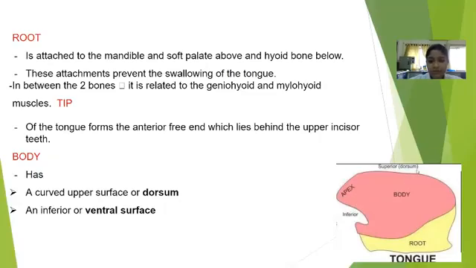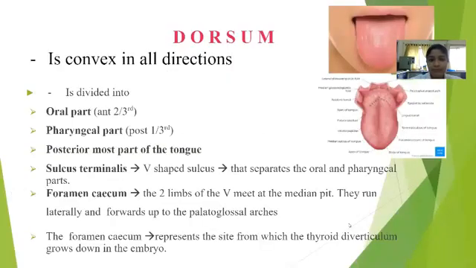Body: it has a dorsum surface and a ventral surface. Coming to the dorsum surface, it is convex in all directions. It is divided into the oral part here, the pharyngeal part, which is the posterior one third, and the posterior most part. So what is sulcus terminalis? It is a V-shaped sulcus that separates the oral and pharyngeal parts. Here you can see this is the sulcus terminalis.